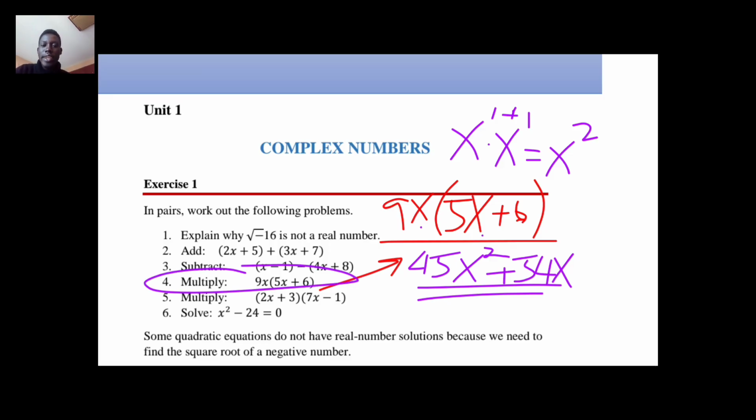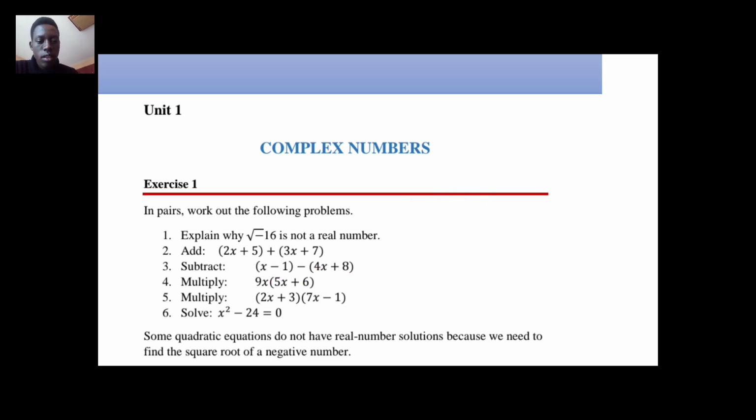This one is letting you understand how to multiply a complex number. This one is like a complex number multiplied by another complex number where one part is 0. You see, the way we work this one out is the way we work out the multiplication of two complex numbers. So let us work them out.